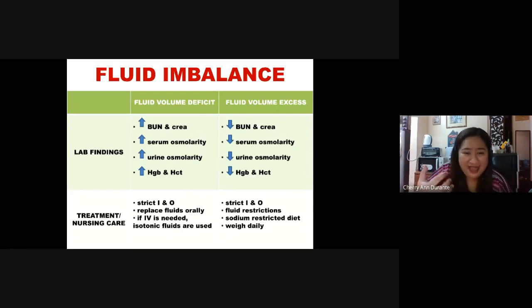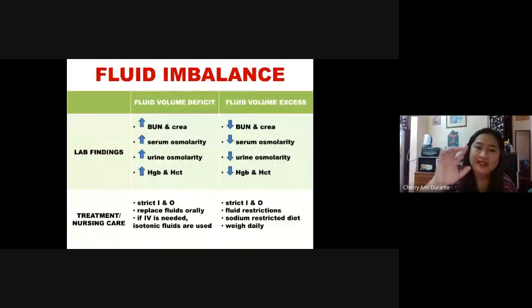Pag kumain ka ng protein, like your meat or whatever protein sources, meron siyang byproduct of metabolism. Di ba amino acid yan? So pag minametabolize siya from the protein, papunta sa amino acid para magamit mo ng bodybuilding ng iyong katawan, it will now have a byproduct known as BUN, blood urea nitrogen. Normal values is 10 to 20 milligrams per deciliter.